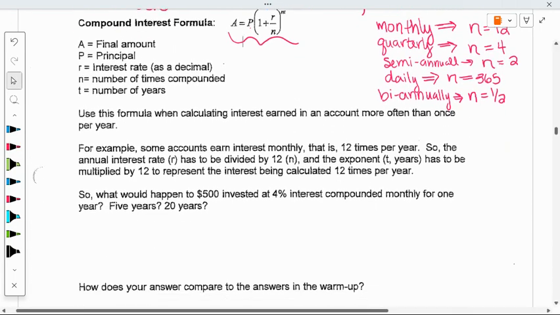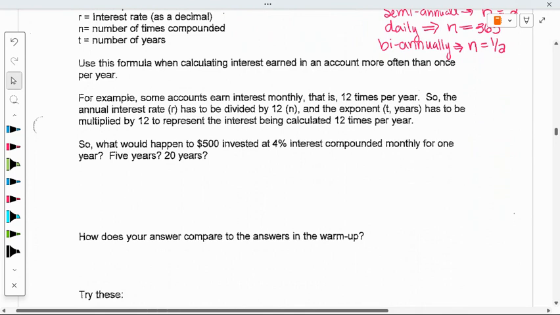Okay. So here's our first example. What would happen to the $500 that you invested at 4% if it was compounded monthly for 1 year? So our compounding period monthly means that N is going to be 12. Our beginning value is still 500.